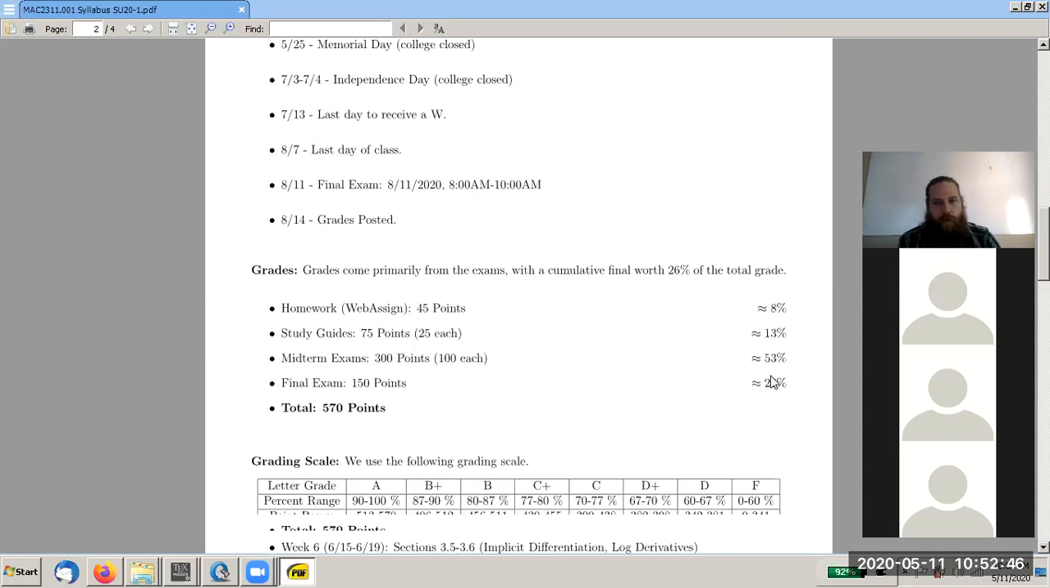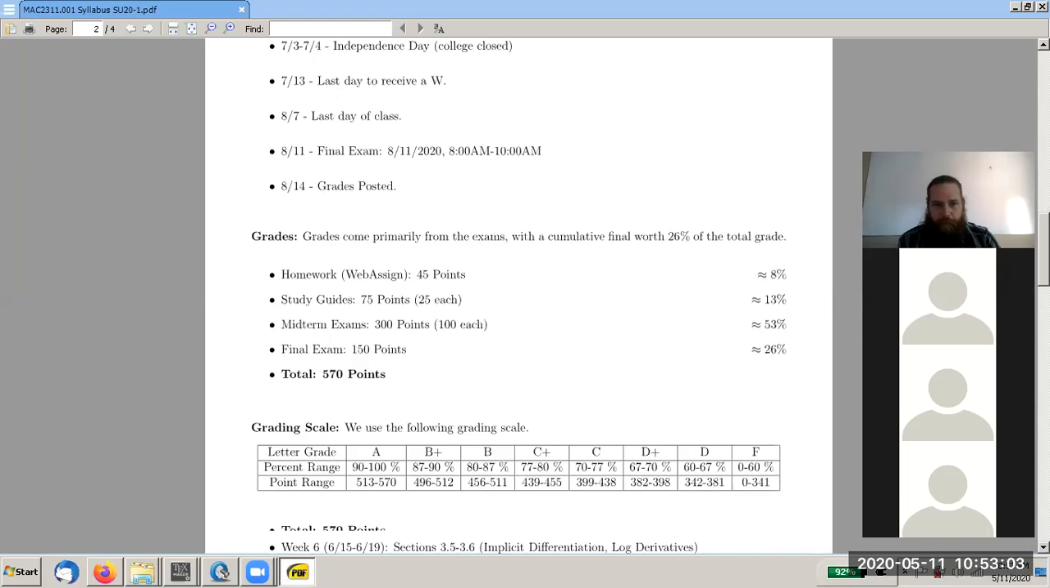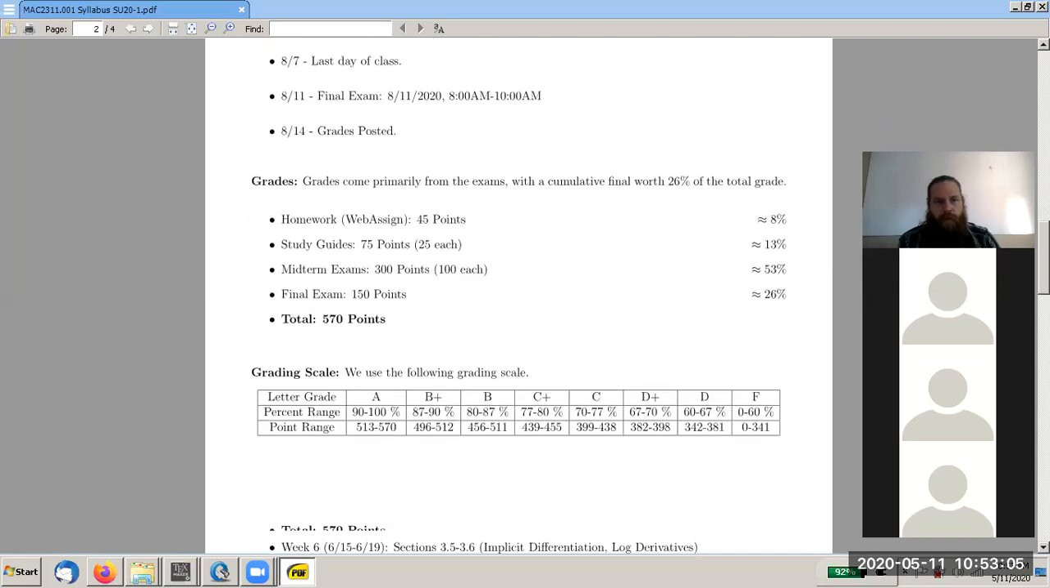So you see pretty much all of the grade comes from the tests, right? The homework and study guides are useful, these are good. These should only ever help you. But almost all of the grade is going to come from the tests. So it's important that you prepare well for the exams when they come. The grading scale that I use is the normal one. 90 to 100 is an A, and then the top 3 points in any category gets the plus designation.